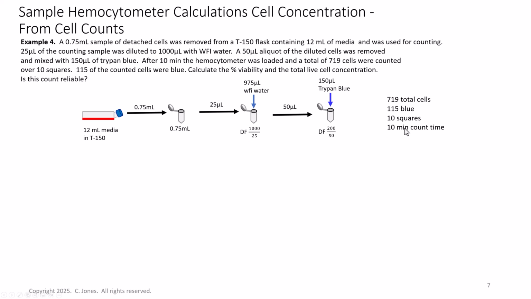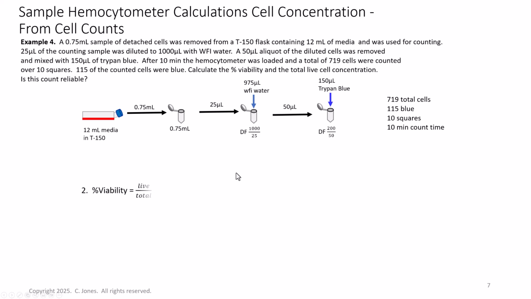And we counted, again, 10 squares. Yay. So we did that part right. But it took us 10 minutes before we loaded the hemocytometer. So all of those could be problematic. Okay, so again, cell numbers. Total cells, 719. Live cells, 604, right? 719 minus 115.